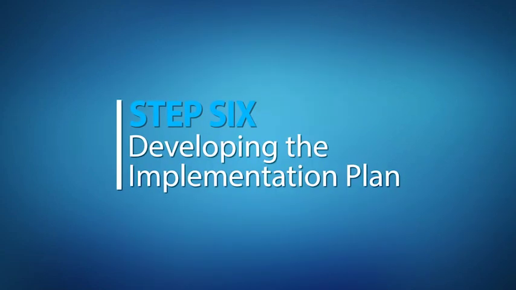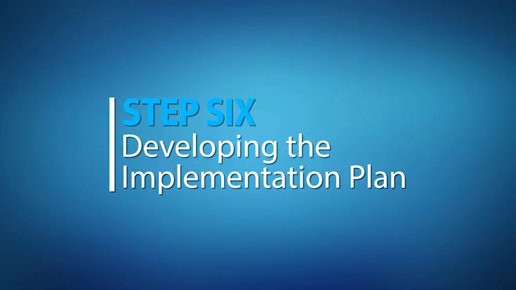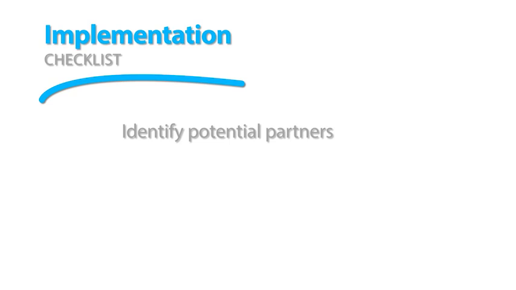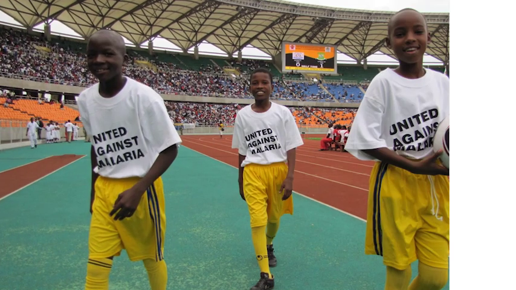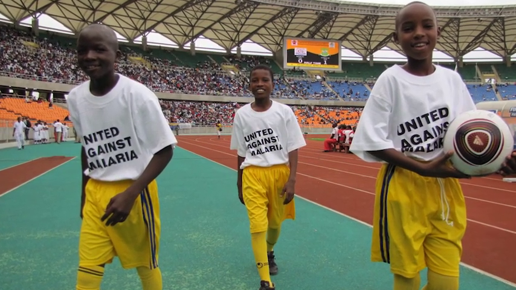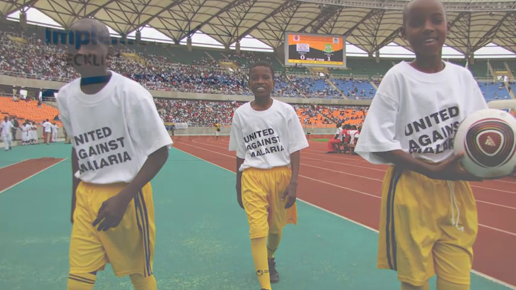Once you have completed the first 5 steps, you are ready to deliver the messages. Your implementation plan should detail the entire message delivery and monitoring process. In this step, identify your potential partners in implementing the program and the roles they will play. The partners could be policymakers or community organizations. For example, the United Against Malaria campaign brings together football players, community organizations, and policymakers.